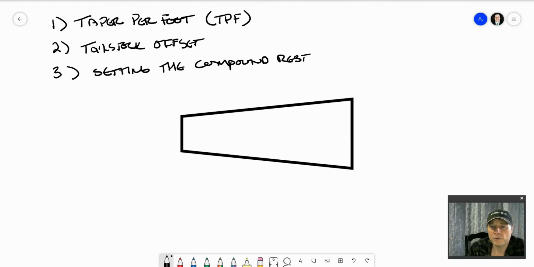Okay, so what we want to cover here is what information we need to figure out taper per foot. So we need a couple of things here. So first thing we need to have or solve is this is the LOT, length of taper.